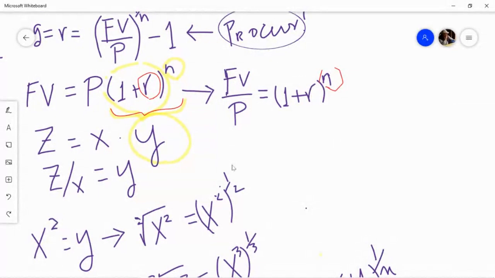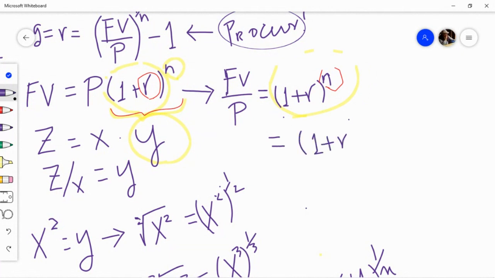So we have isolated this term. We have isolated this term. And then because of the padlock, we can't do anything. So we've got to get rid of that padlock. So what do we do? Using the power of the power, we'll have to take the nth root or nth radical of this term.